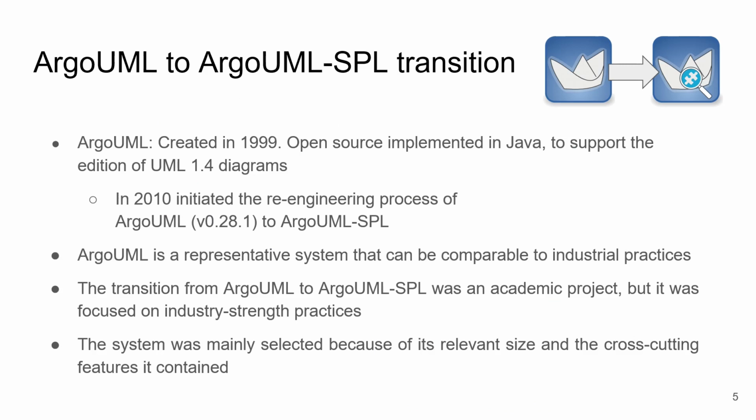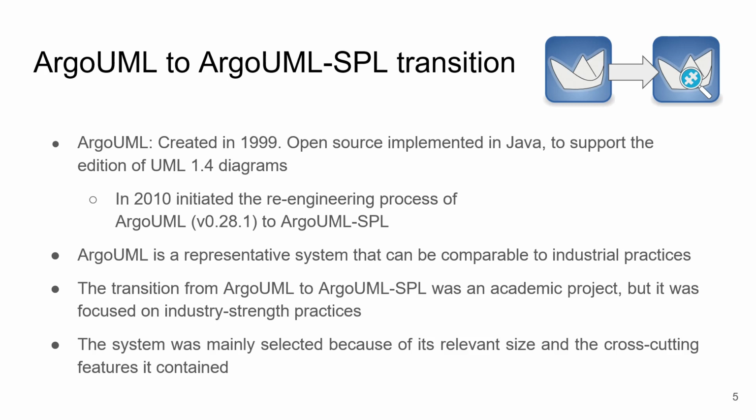This was the case also in the original publication of the ArgoUML extraction, as they focus on giving a snapshot of the SPL metrics after the extraction, but not about what happened during the extraction. To briefly introduce the ArgoUML transition for those who had not heard about it before, ArgoUML is an open source tool mainly for creating UML diagrams. It's implemented in Java and it has a relevant size of around 120,000 lines of code.